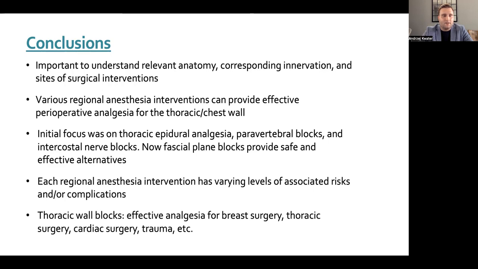And again, summarizing, these thoracic wall blocks do provide effective analgesia and are most commonly used for breast surgery, thoracic surgery, cardiac surgery, also seen in trauma with various fractures, and the ability to provide analgesia, whether for operative scenarios or non-operative treatment of fractures.